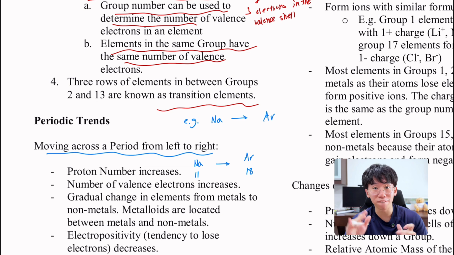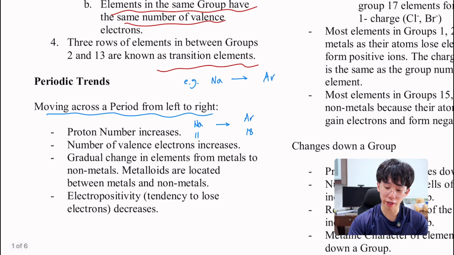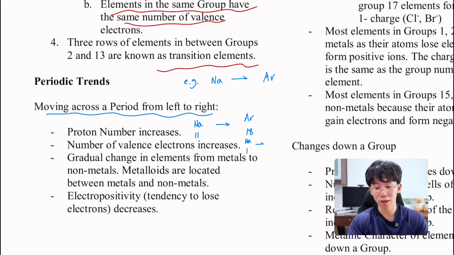Not only that, the number of valence electrons also increases. So for sodium, we know that it had 1 valence electron, because it's in group 1, and it will increase all the way until argon, which actually has 8 valence electrons in the outer shell.